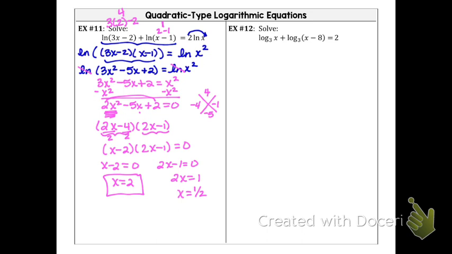Now I'm going to check the 1/2. So I'm going to erase what I wrote up here. When I go and check the 1/2, I get 3 times 1/2 minus 2. Well, 3 times 1/2 is 1.5. Minus 2 is a negative 0.5. I can't have a negative there, so therefore x equals 1/2 is that extraneous solution. Okay, so make sure you check.